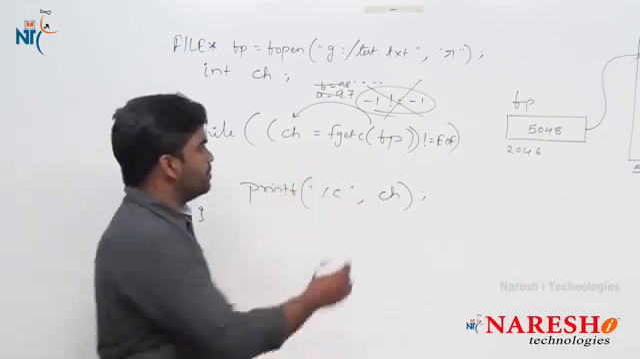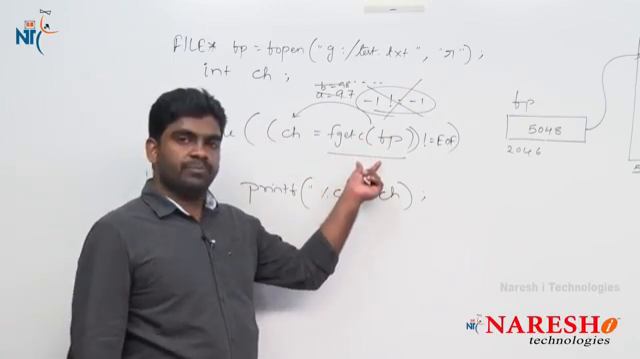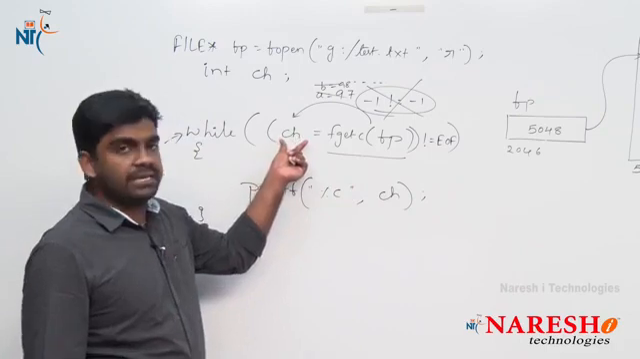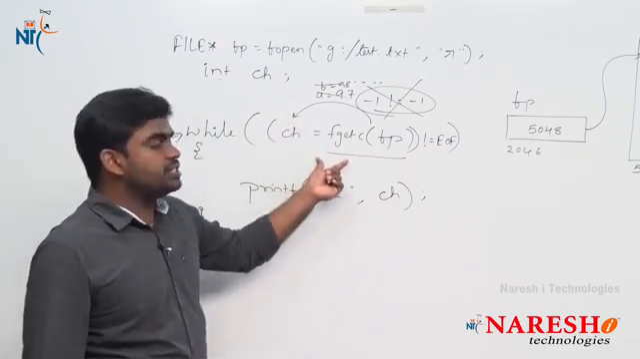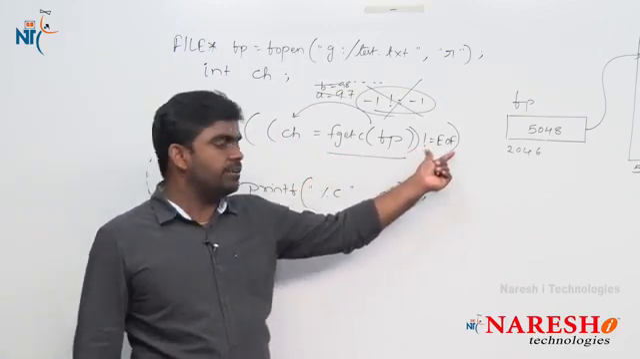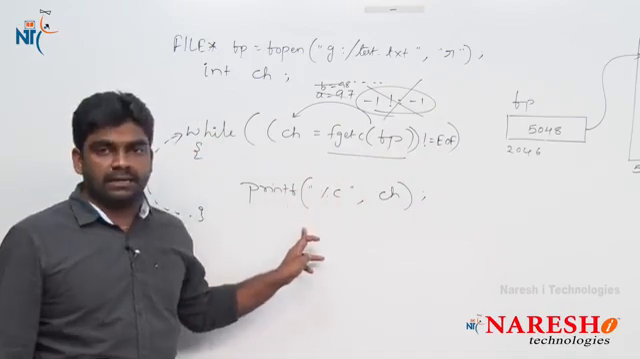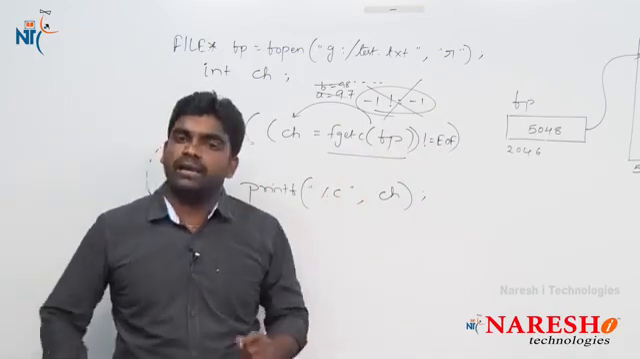Here it is. First, fgetc of fp, it will read one character from the file, right? What character it has read? The ASCII value we are collecting into ch, so that ch is of integer type, and it is checking whether it has reached the end of the file or not. If it has not reached the end of the file, we are printing that character. Again we are repeating until it reaches the end of the file.